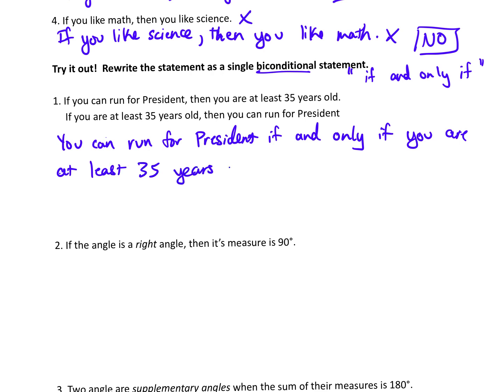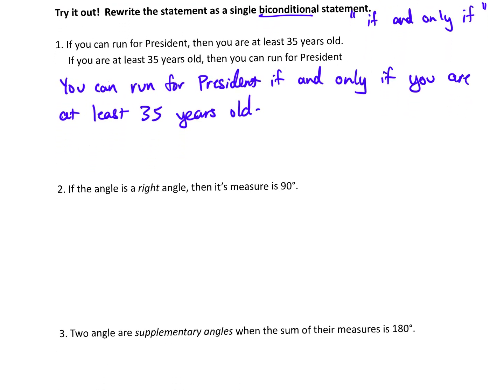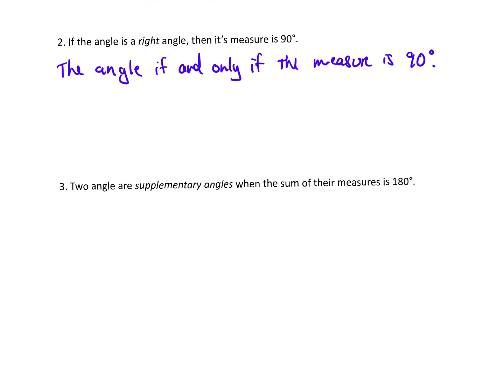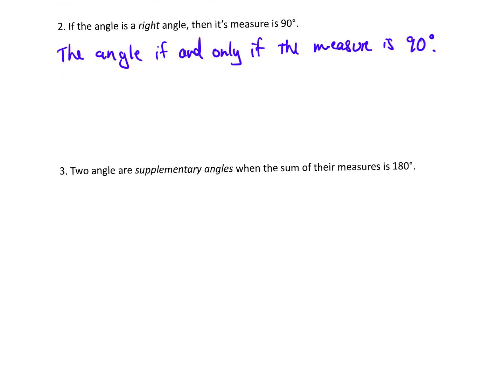35 years old. And then the next one, number 2, if the angle is a right angle, then its measure is 90 degrees. We can say the angle is a right angle if and only if the measure is 90 degrees.